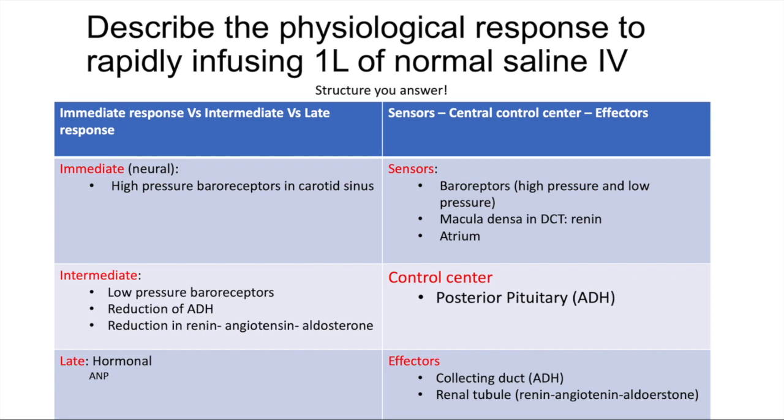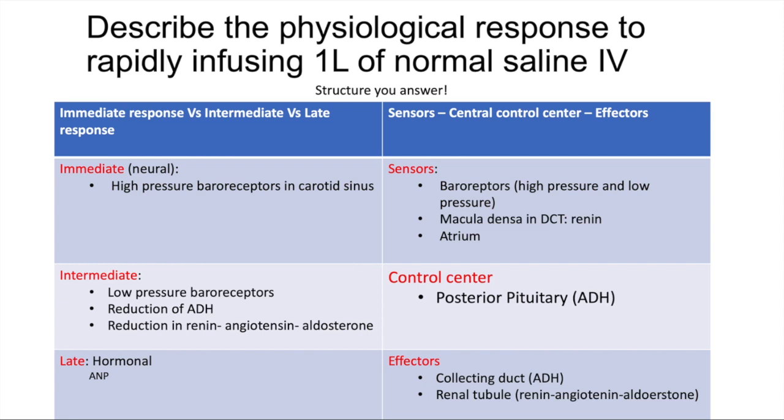Later, stimulation of low-pressure baroreceptors in the atria causes inhibition of the release of ADH from the posterior pituitary. This will prevent water from being reabsorbed in the collecting ducts, and diuresis will occur. Renin production in the juxtaglomerular apparatus will be reduced. This reduces the amount of circulating aldosterone and leads to a reduction in the amount of sodium and water reabsorbed. The late response is the ANP response, which responds to stretching of the atrium, and it reduces sodium reabsorption, inhibits aldosterone, and increases GFR by vasodilation.